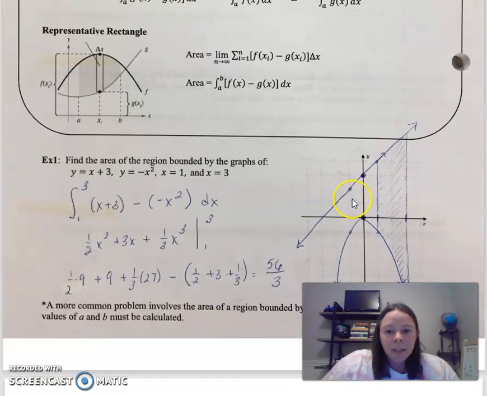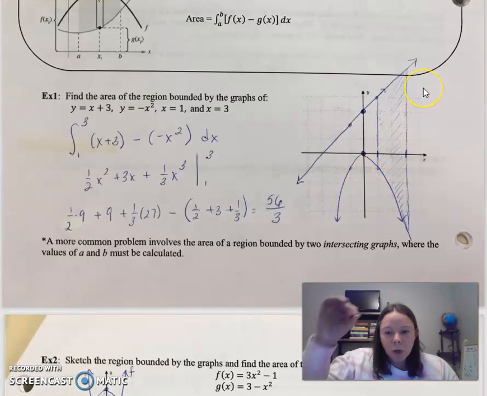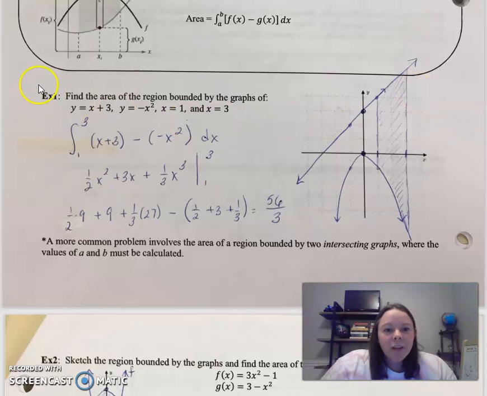All right, so here's what I mean about the whole dropping a marble thing. Find the area of the region bounded by the graph. So I graphed my line and my parabola. Here's my line, here's my parabola, and it specifically says from 1 to 3. So I've got to figure out what this area here is.